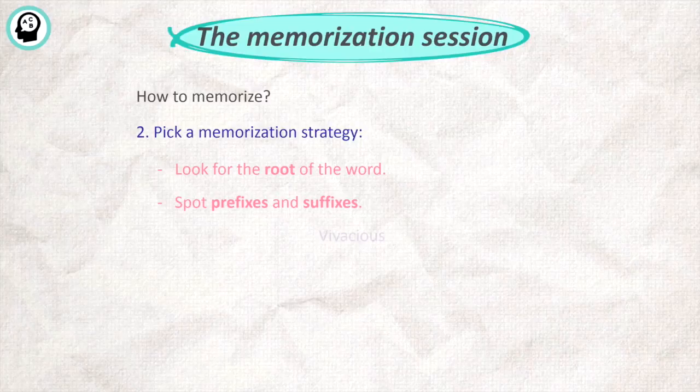The word vivacious, for example, starts with viv, which means life, and ends with os, which means full of. So vivacious means full of life. Memorizing prefixes and suffixes can save us a lot of effort because they help us explain the meaning of thousands of words. This even works for such monster words as anti-disestablishmentarianism. Let's break that down for a moment.